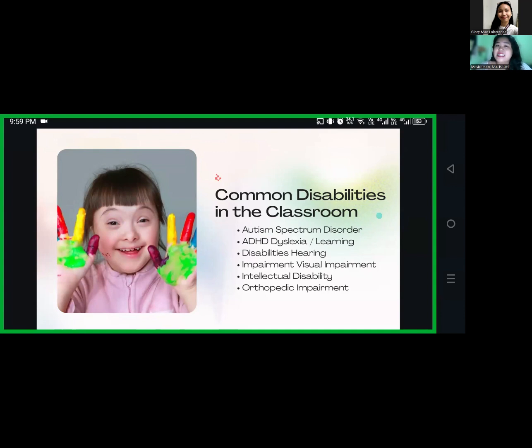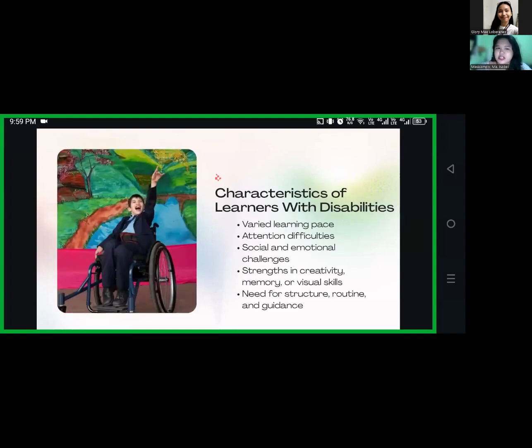Now, let's identify the common characteristics of these learners. These characteristics will guide us in planning effective instruction and support. First, the learning pace varies. Some learners need more time while others excel in certain areas. In this case, we need to avoid comparison and focus on individual progress. Second, attention can be a challenge, where learners may struggle to focus, get easily distracted, or need frequent reminders. So it's very important to break lessons into shorter, manageable segments.